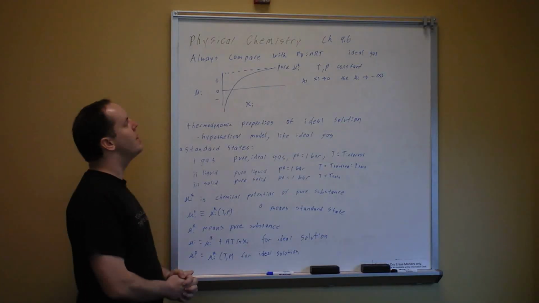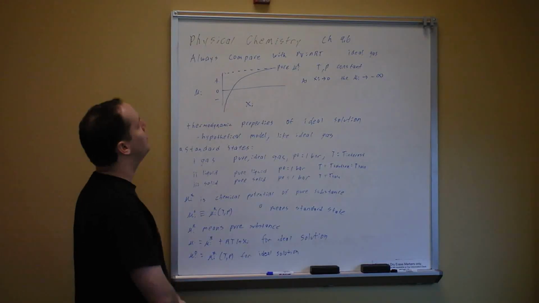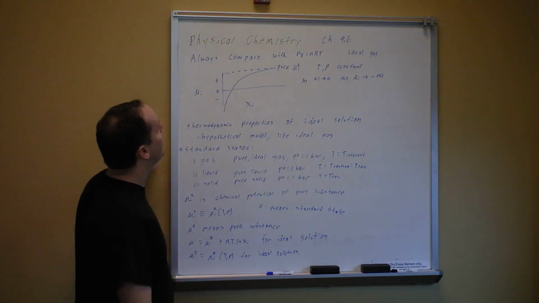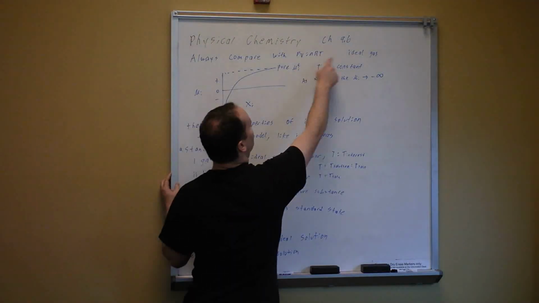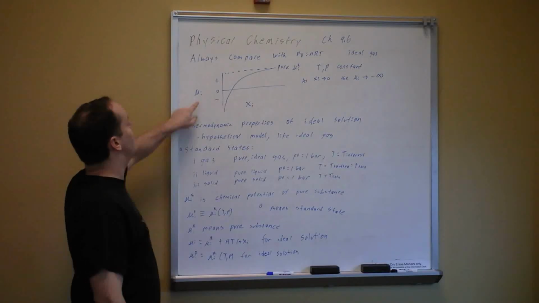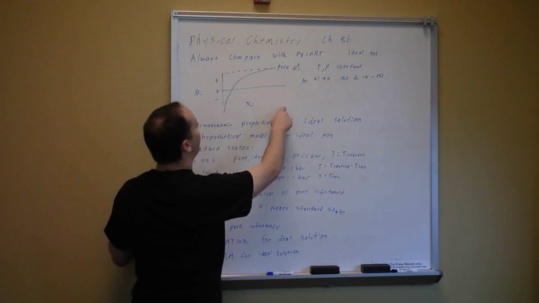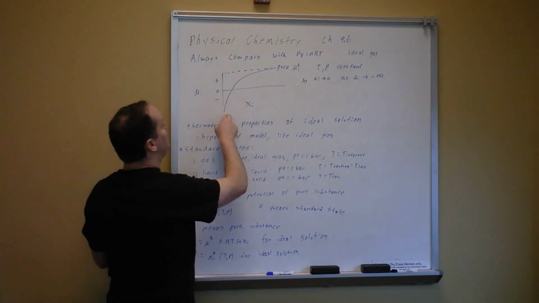This is Physical Chemistry, Chapter 9. We're continuing Section 6. So we're continuing what we talked about before about chemical potential mu sub i. We always want to compare that with what we would have with PV equals nRT, which was our definition of an ideal gas. So we have here a graph of mu for substance i, that's chemical potential, remember, against the mole fraction.